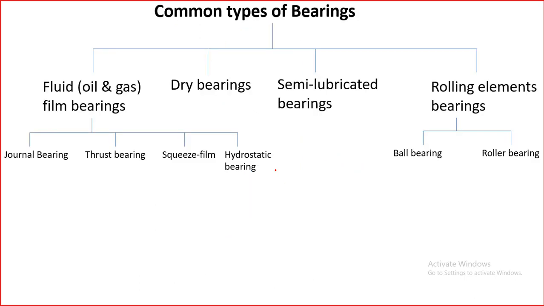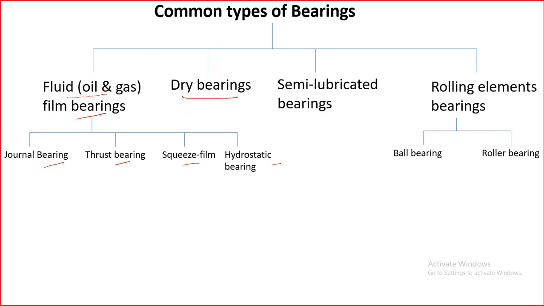So, common types of bearings. We have been talking about lubrication, and the bearings are based on each lubrication type. For example, if we talk about the fluid film bearings, then there are journal bearings, thrust bearings, squeeze film, mostly squeeze film effect, and hydrostatic bearing.